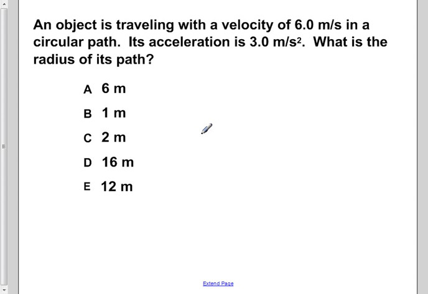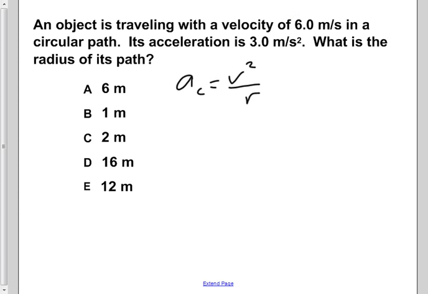An object is traveling with a velocity of 6 meters per second in a circular path. Its acceleration is 3 meters per second squared. What is the radius of its path? So once again, remember that the equation for the centripetal acceleration, a_c, is equal to v squared over r.